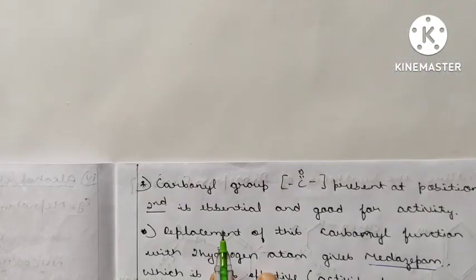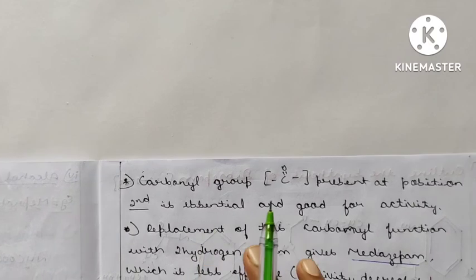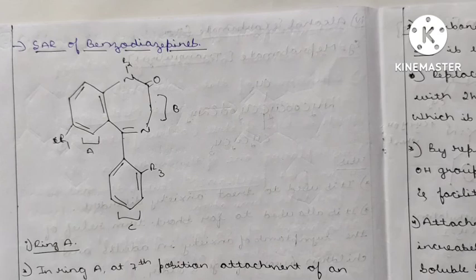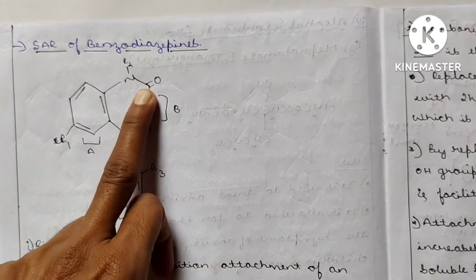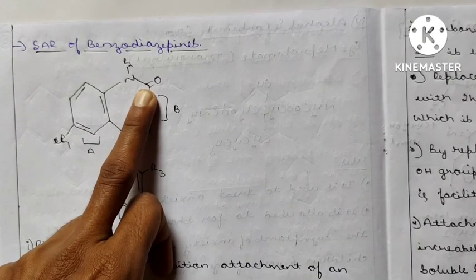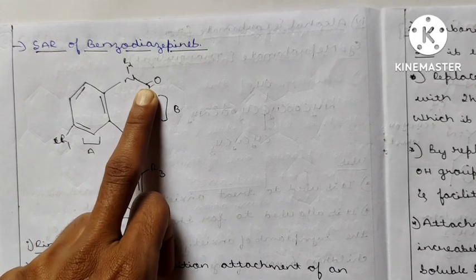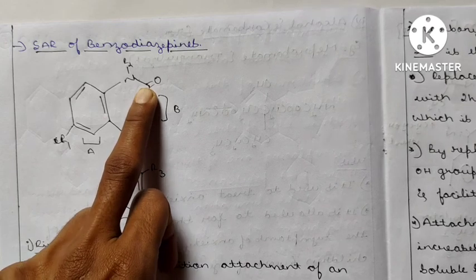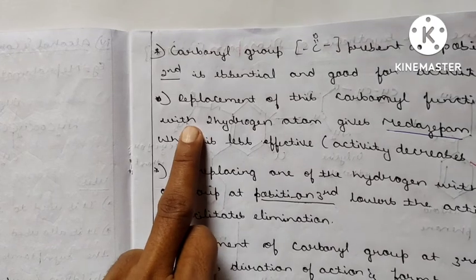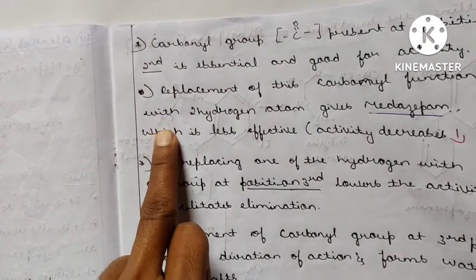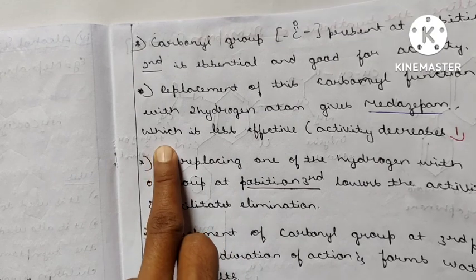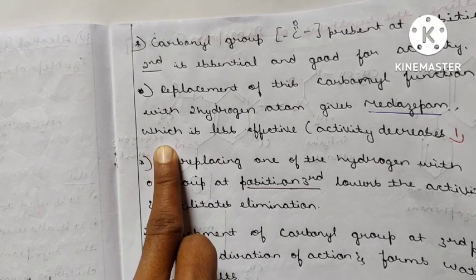Now one more point: the carbonyl group, C double bond O, present at position 2 is essential and good for activity. You are observing here at the 2nd position the C double bond O, the carbonyl group. So this carbonyl group at the 2nd position is mandatory. If it is absent, here also you will face a decrease in the potent action of these benzodiazepines. Replacement of this carbonyl function with 2 hydrogen atoms gives medazepam, which is less effective. Medazepam is also one of the benzodiazepines.